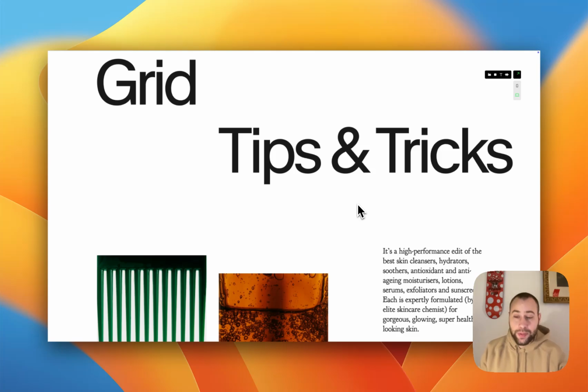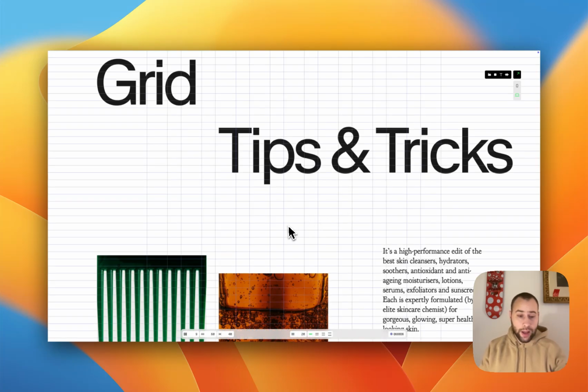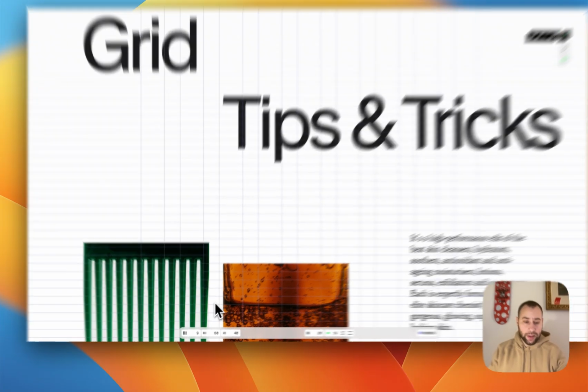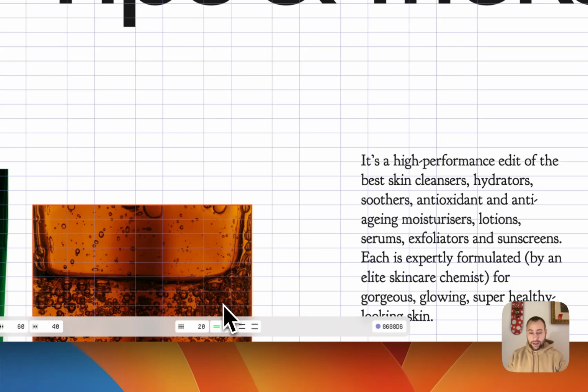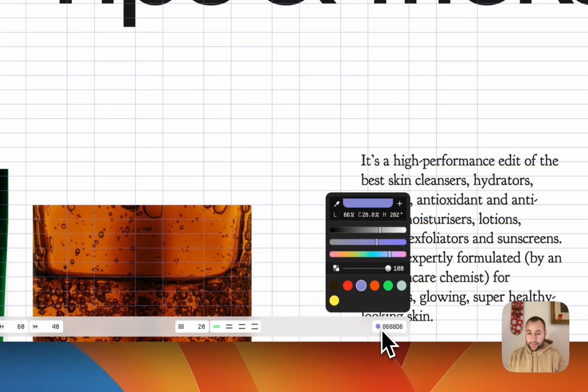A couple of grid tips and tricks that will help you with your grid workflow. First of all, you can toggle the grid by pressing G, just like that. And you'll see this small panel. Here on the left you'll see your settings for your columns and for your gutter, and here you'll see settings for your vertical rhythm and density visualization, and here you'll see the color of the grid that you can change to any color you want.